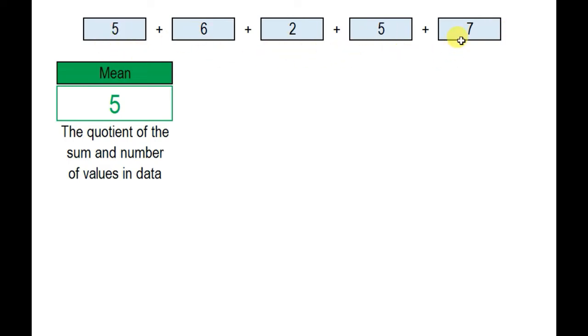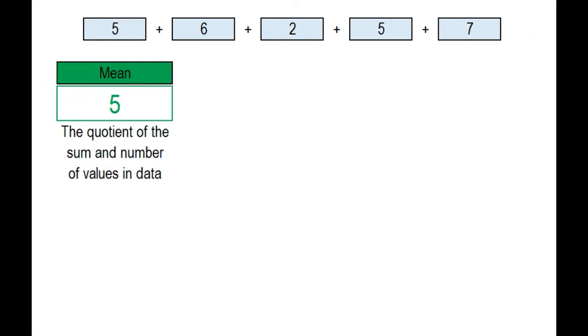And now we have to divide 25, which is the sum, by the number of values we have in this data. How many values do we have? 1, 2, 3, 4 and 5. So we divide 25 by 5, and we get 5, which is the mean of this data set. So for finding the mean, you simply add up all the values of the data, and then divide the sum by the number of values you have in the data set. Right? So this is mean.